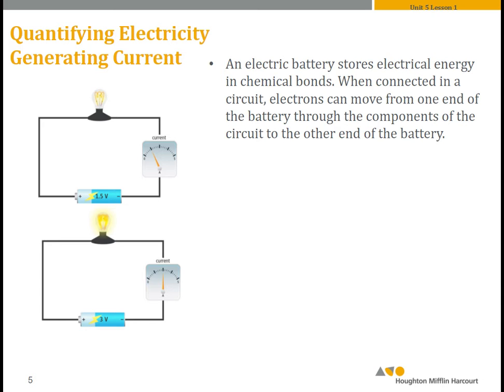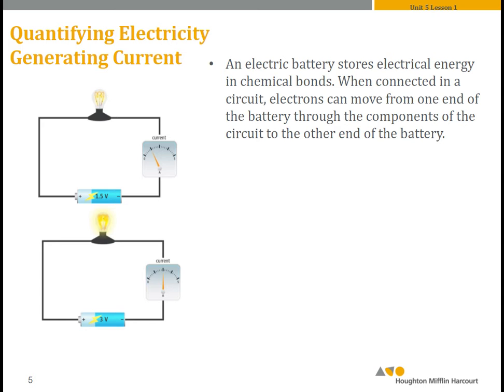But we have different types of batteries. We have a 1.5 volt battery on the top, and we have a 3-volt battery on the bottom. Notice that the bottom diagram shows the light bulb brighter than the top diagram, and we also see that we have different currents on the top and the bottom image. So there's some relationship here that we need to look into.